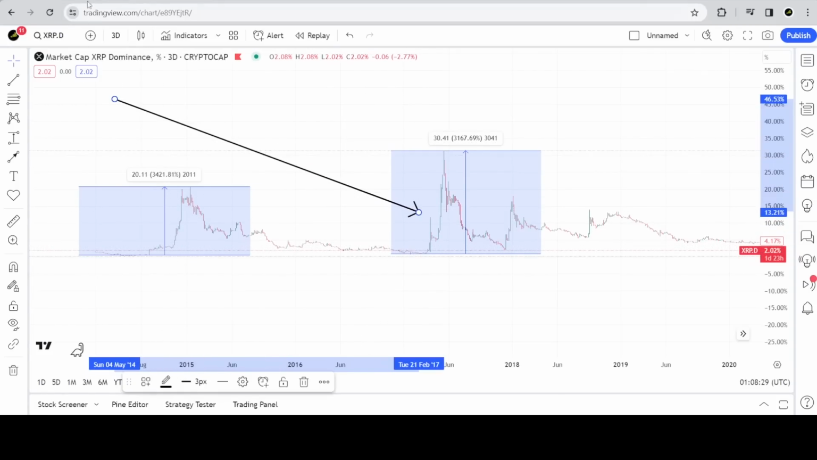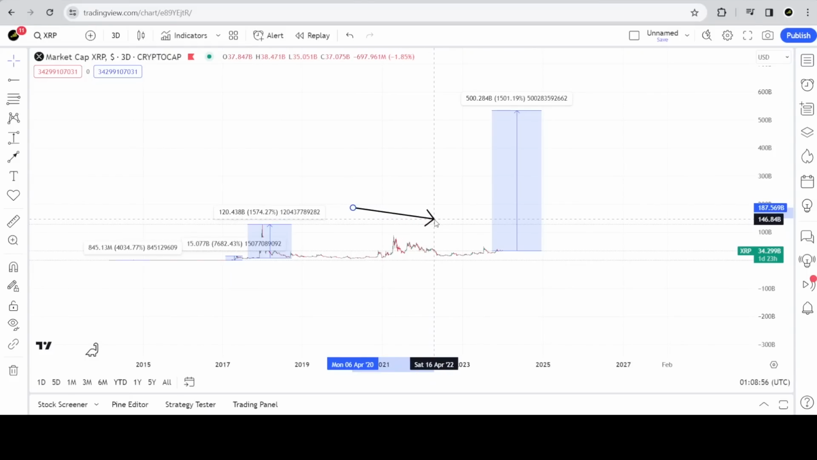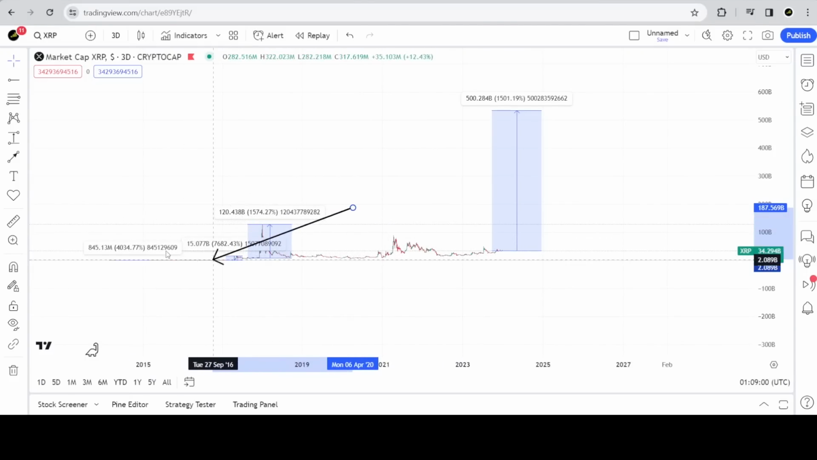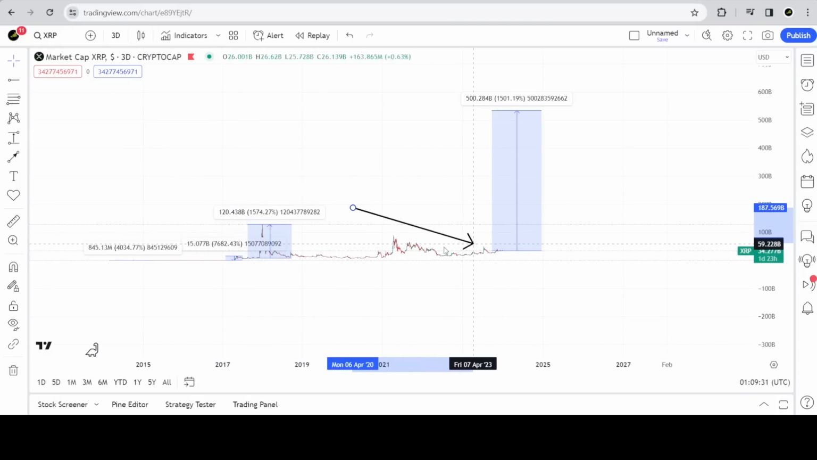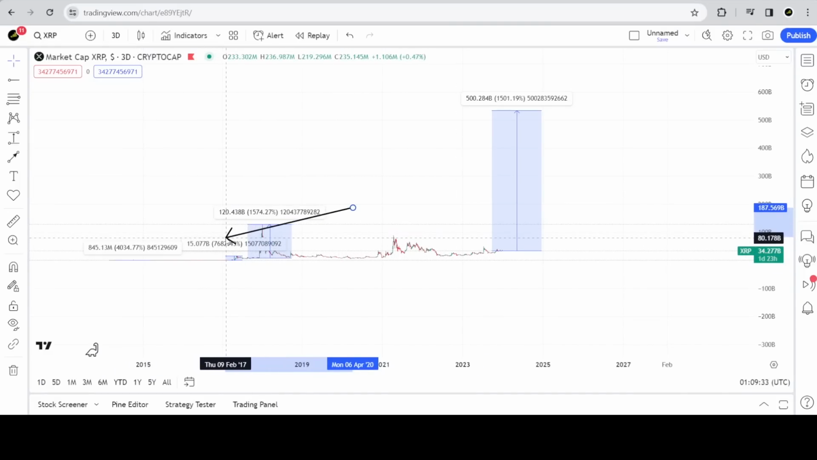Let's jump back over to the market cap. So here we are back on the XRP market cap. Now let's say something like this was to take place again. This is the first one over here, it's almost invisible. Here's the second one. This one was a 7,600+% increase. This one was over a 4,000% increase.